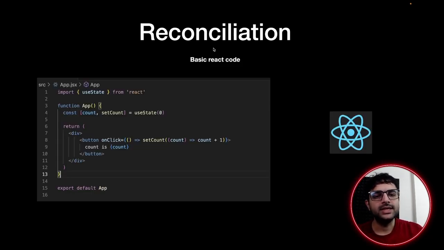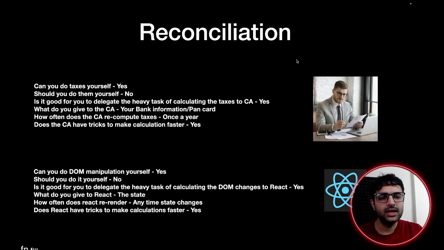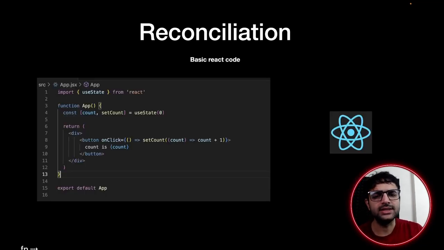Now let's look at some basic React code and understand what this thing called the state is. I've been talking about, okay, for a CA, you give them your DMAT information and your income returns, and then they calculate the taxes. For React, you give it the state. What is this state? We have discussed this a few times. In any dynamic application, for example, let's say LinkedIn, there are a bunch of posts, and as you scroll, more posts get added to the bottom of the page.